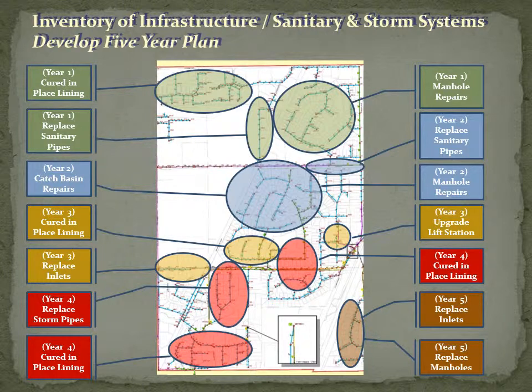Here we can see the sewer system improvements that have been prioritized for the 5-year plan. As was similarly done with the water plan, improvement locations, repair types, and costs have all been taken into consideration for this 5-year sewer plan.